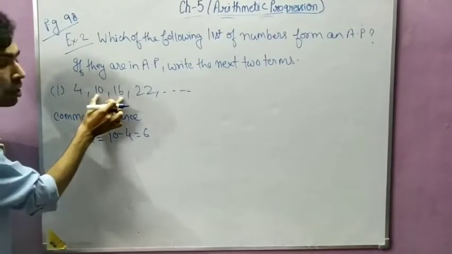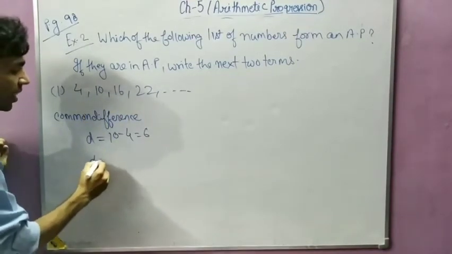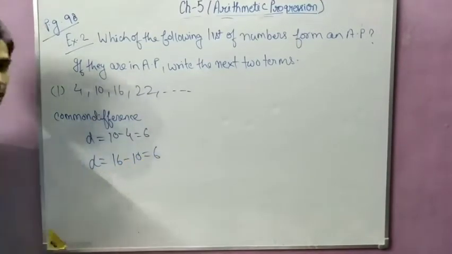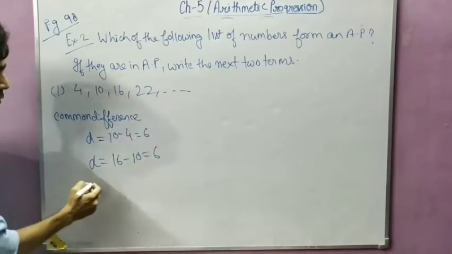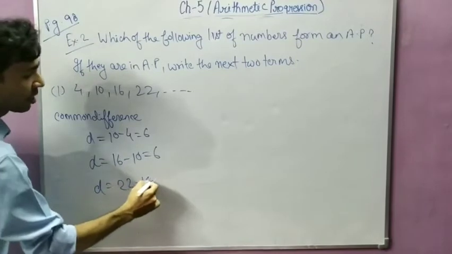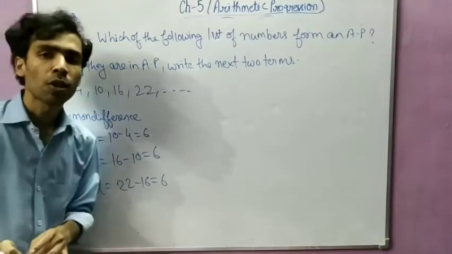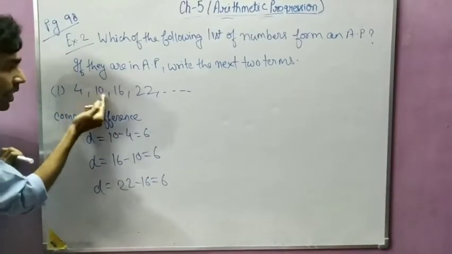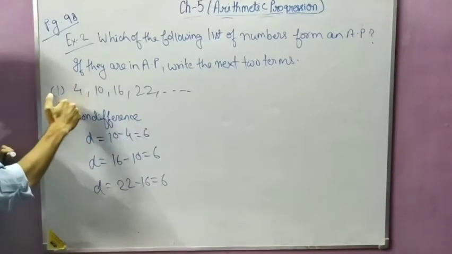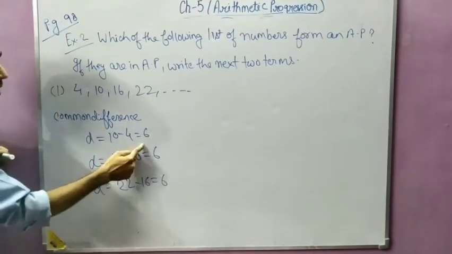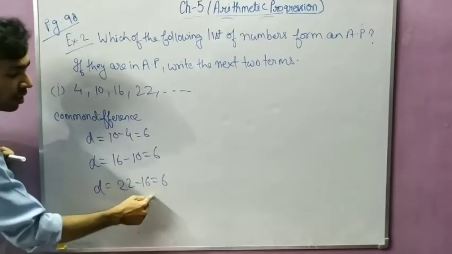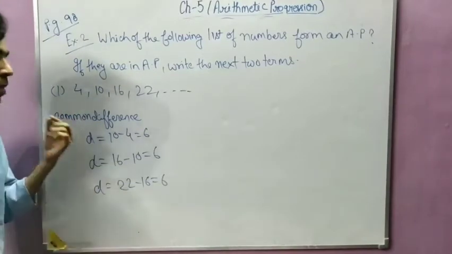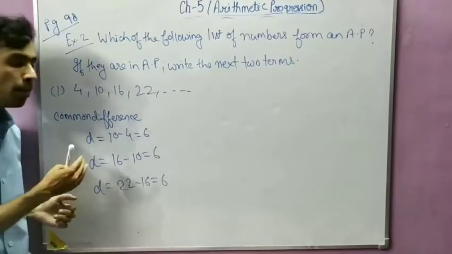Now let's check for another two consecutive numbers. When I take 16 and subtract 16 minus 10, I get again 6. Now check these two also. The common difference is 22 minus 16, that is 6. I told you how to calculate the common difference. You have to take two consecutive terms, and subtract the second term minus the previous or preceding term. So 10 minus 4, 6; 16 minus 10, 6; 22 minus 16, 6. So you are seeing that the common difference remains constant, that means the value of the common difference is the same throughout the sequence.